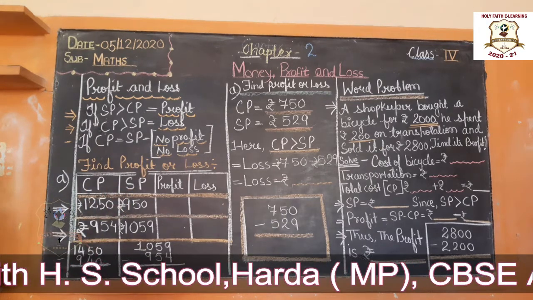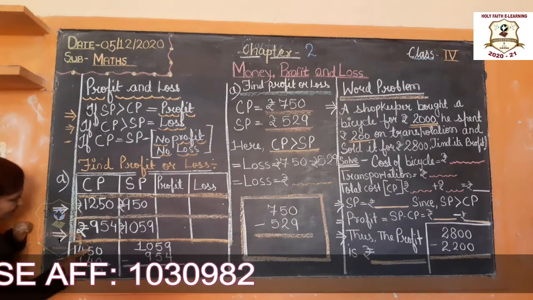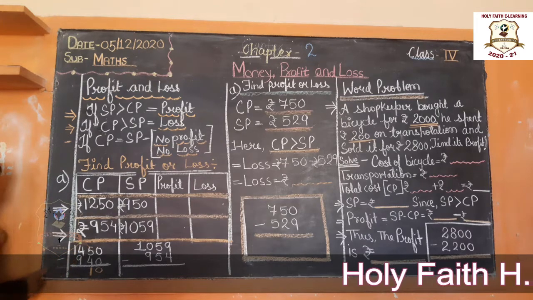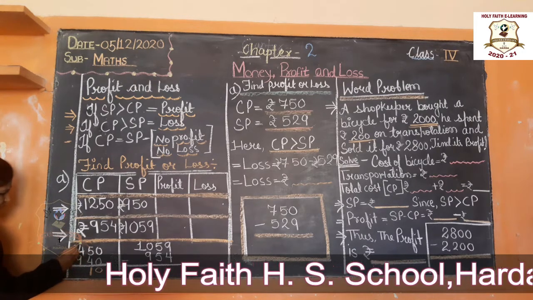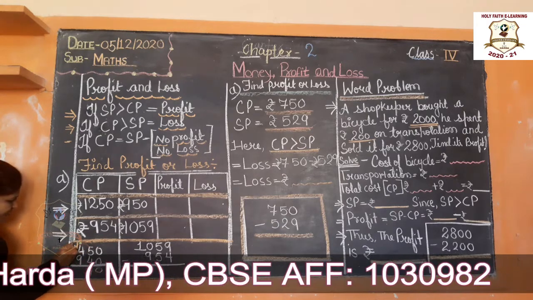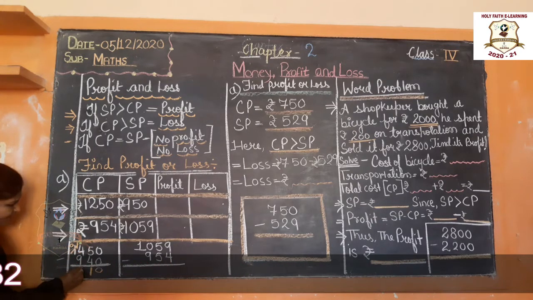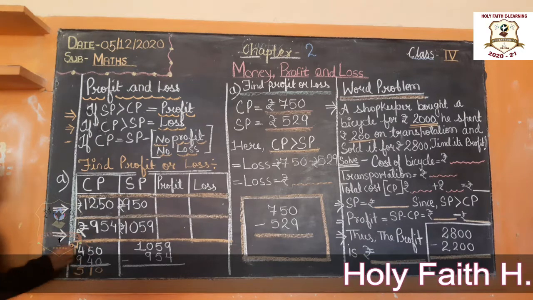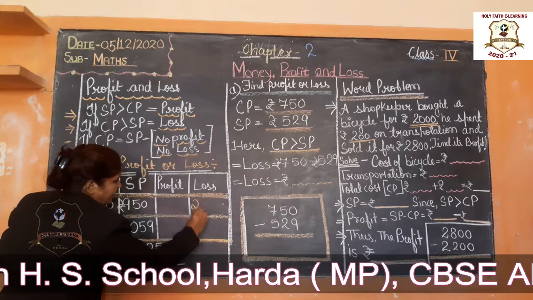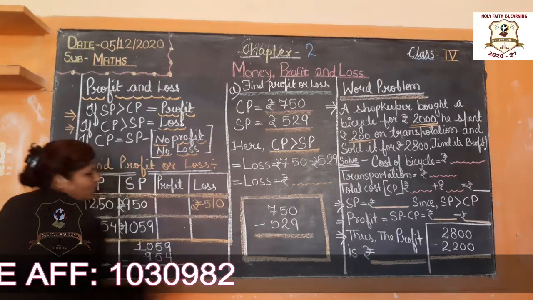Here 0 minus 0 is 0, 5 minus 4 is 1, here 4 minus 9 we cannot do, so we will borrow 1 from here. So this will become 40 and here we will write 0. So 40 minus 9, 5. So the loss is rupees 510. 510 rupees ka loss hua hai.